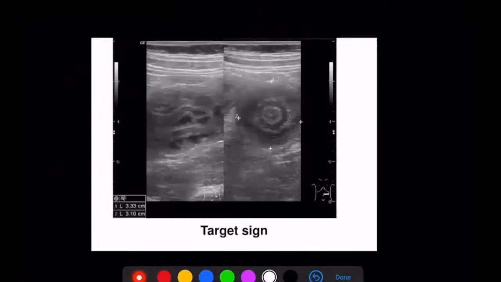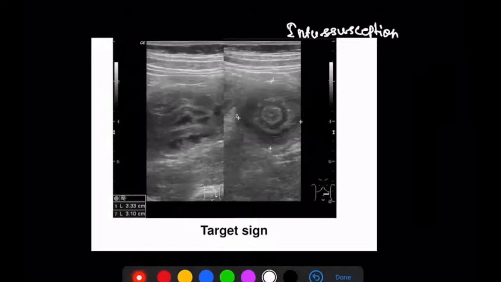Yes, target sign. Target sign on USG, ultrasonogram. Target sign in ectopic pregnancy? I'm not sure actually. In intussusception, you can have the target sign on USG. Ring of fire is ectopic. Ring of fire, yes. Target sign, you see in intussusception.